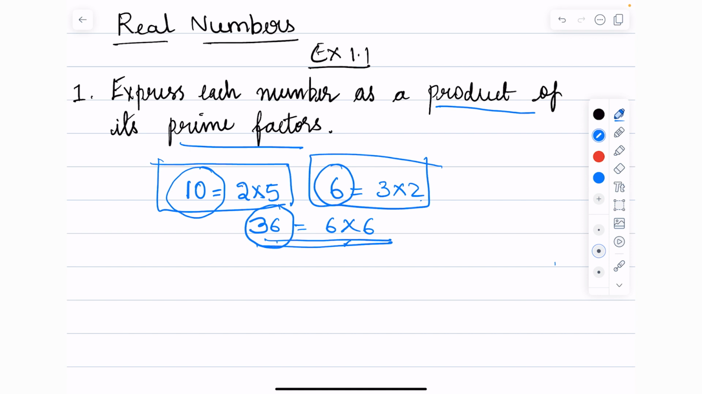Can we write this as a product of its prime numbers? Yes, we can. 36 can be written as, I have written 6 as 2 3s are, another 6 also as 2 3s are. So we are getting 36 as a product of its prime numbers in this case.